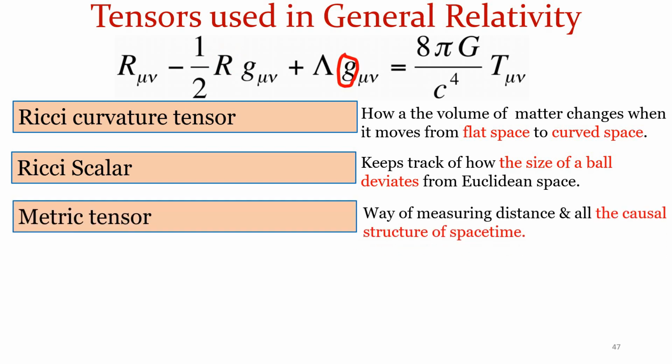The next one is G, which is called the metric tensor. And what does it measure? It is a way of measuring all the causal structure of space-time. That is the angles, the lines, the way it moves, everything. This is what G measures.